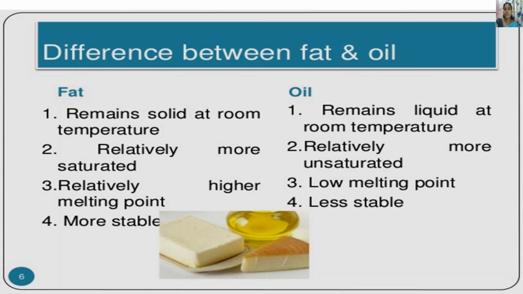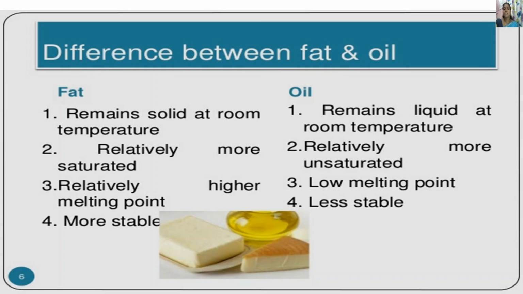What is the difference between fats and oils? The fats remain solid at room temperature, while oils remain liquid at room temperature. Fats are relatively more saturated, and oils are usually unsaturated. Fats have relatively higher melting points, and oils have lower melting points.